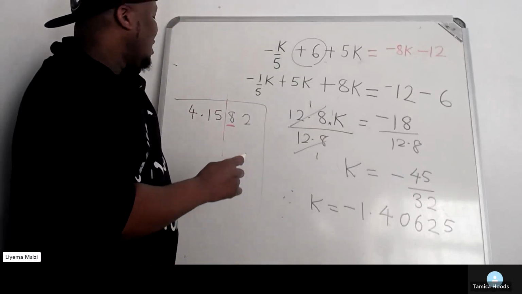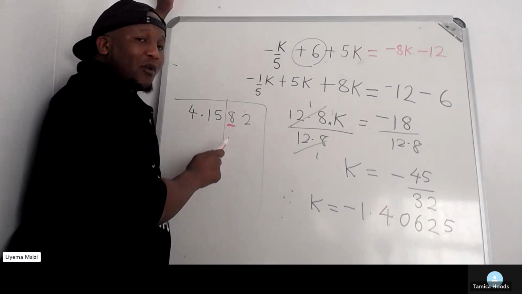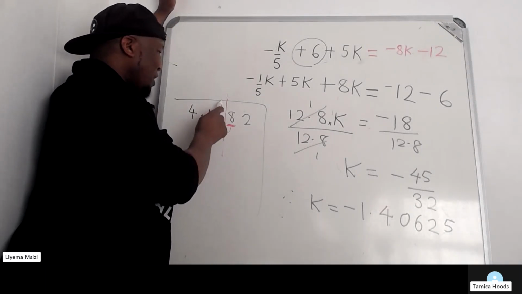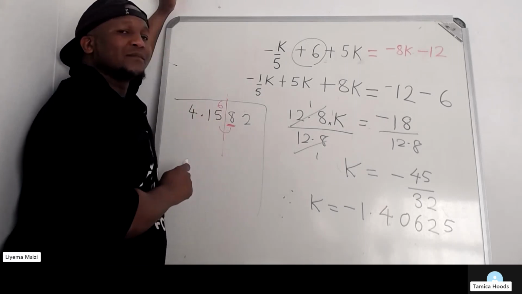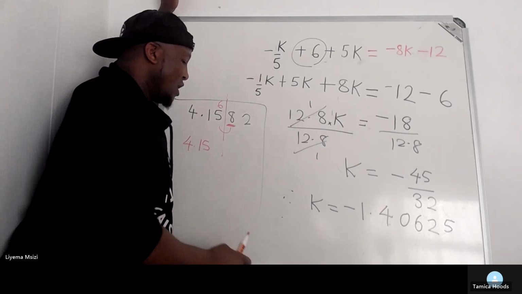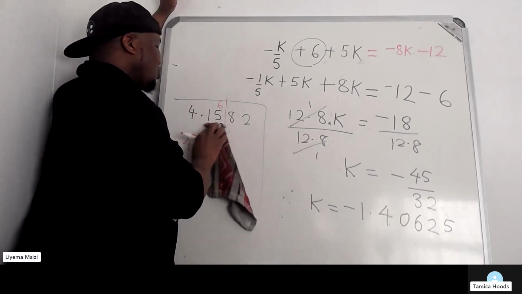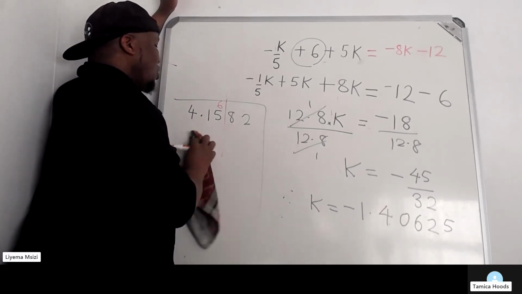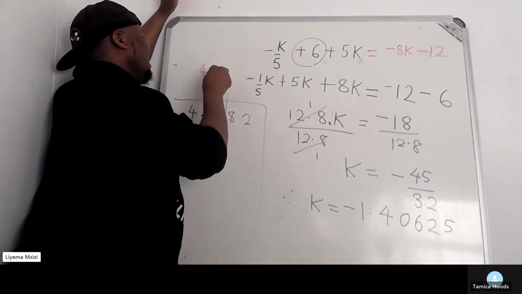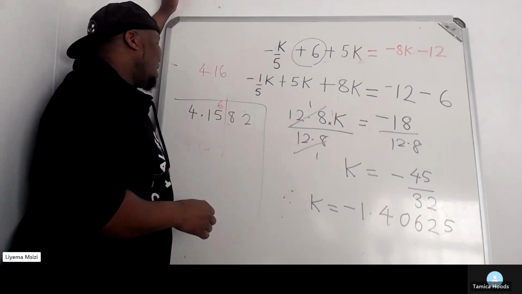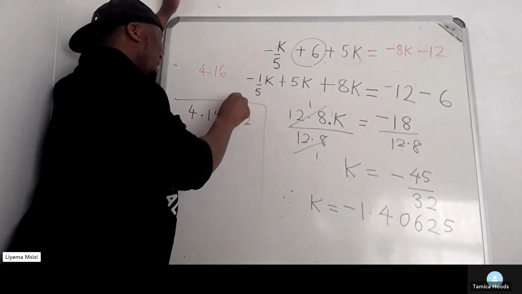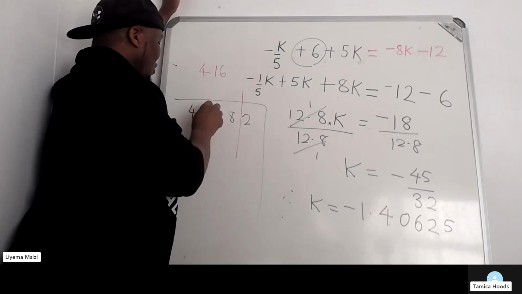Now it's clear, yes. So if this number is 5 or more than 5, we change the number to a higher number, to 6. So the answer is 4.16. If they say change it to 3 decimal places, then my line is going to be here.